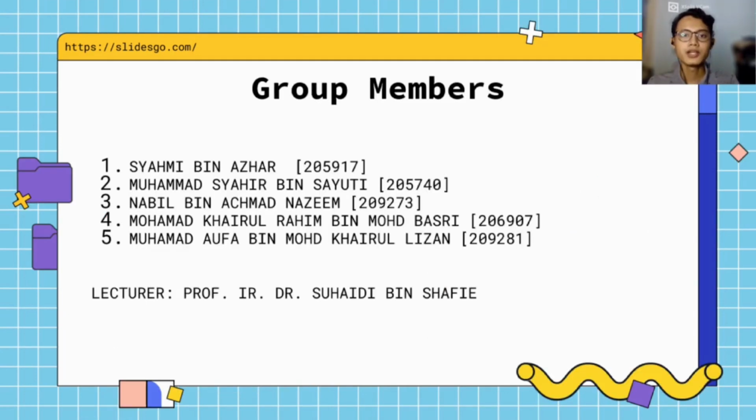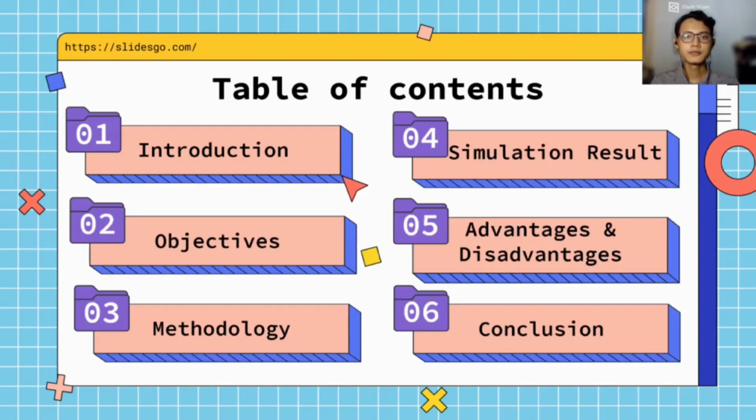First of all, I would like to introduce all the group members, which are SYAHMI bin AZHAR, Muhammad SYAHIR bin SAYUTI, NABIL bin ACHMAD NAZEEM, Muhammad RAHIM bin Muhammad BASRI, and me, Muhammad AUFA bin Muhammad LIZAN. And lastly, our lecturer of Instrumentation and Measurement course, which is Professor IR Dr. Suhaidi bin Shafi. In this mini project presentation, we will talk about the introduction, objective, methodology, simulation result, advantage and disadvantage, and lastly the conclusion.